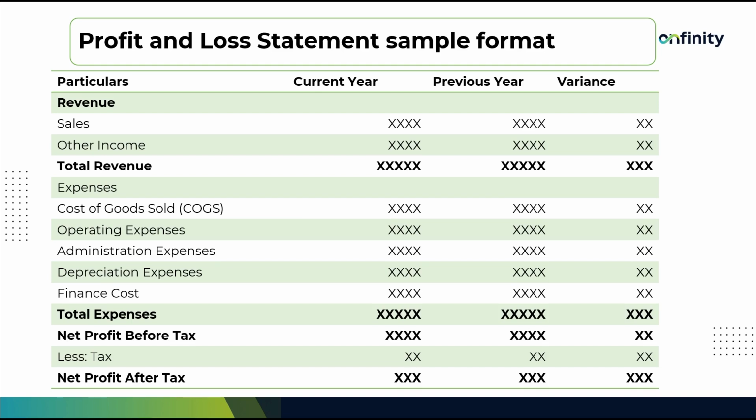Columns represent the reporting periods. For example, there can be a current year column and a previous year column. If we generate a report for the financial year 2024, the previous year column would display data for 2023. We can also calculate variance to compare revenues or expenses between the 2 years.